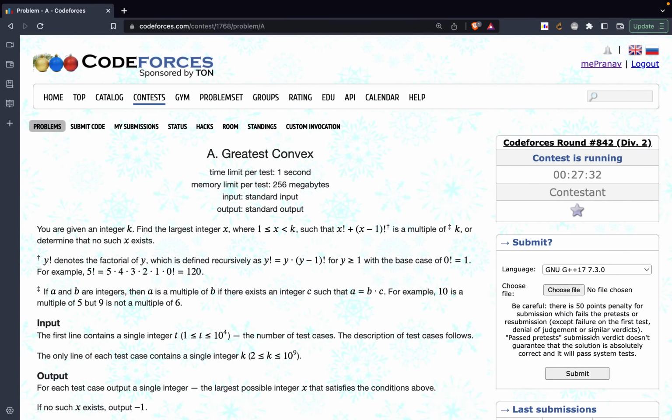Hi guys, in this video we'll be discussing the problem A, Greatest Convex, from Codeforces Round 842 Division 2. I'm sure most of you would already have solved the problem, but I'm not sure how many of you actually know the logic behind it.